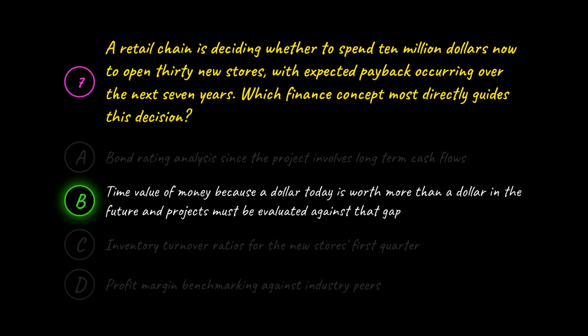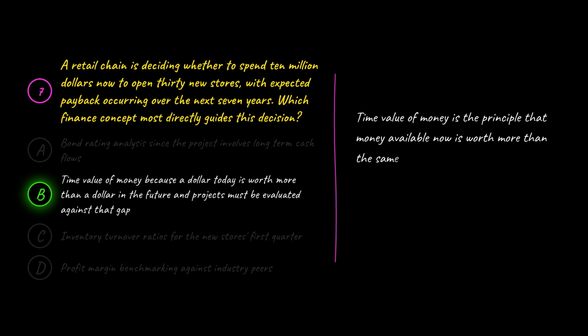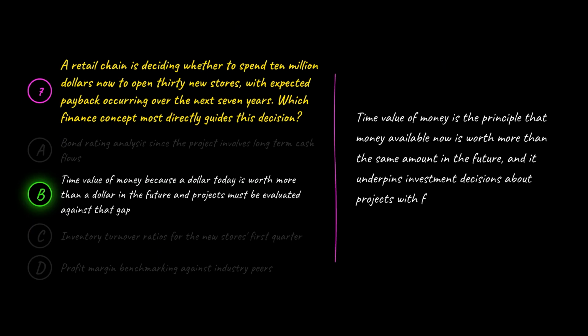The correct answer is B. Time value of money, because $1 today is worth more than $1 in the future, and projects must be evaluated against that gap. B is correct because time value of money is the principle that money available now is worth more than the same amount in the future, and it underpins investment decisions about projects with future cash flows. The retail chain needs to discount future paybacks to present value to determine if the $10 million investment is worthwhile.